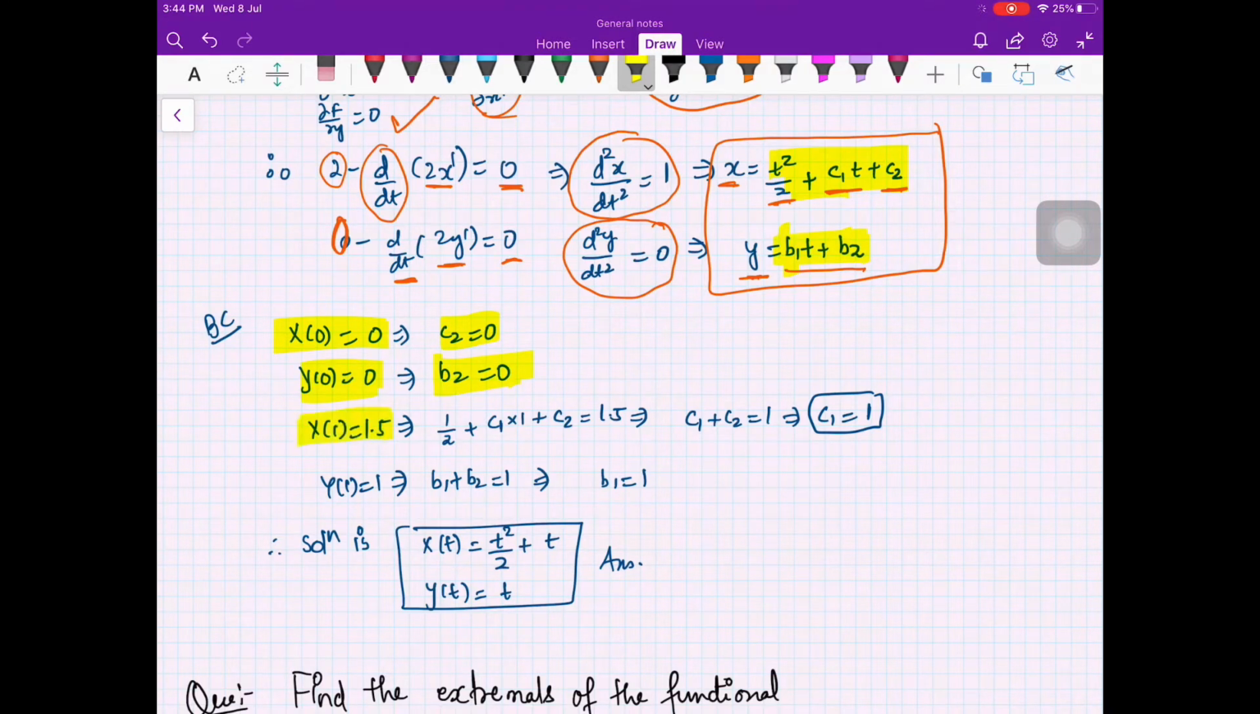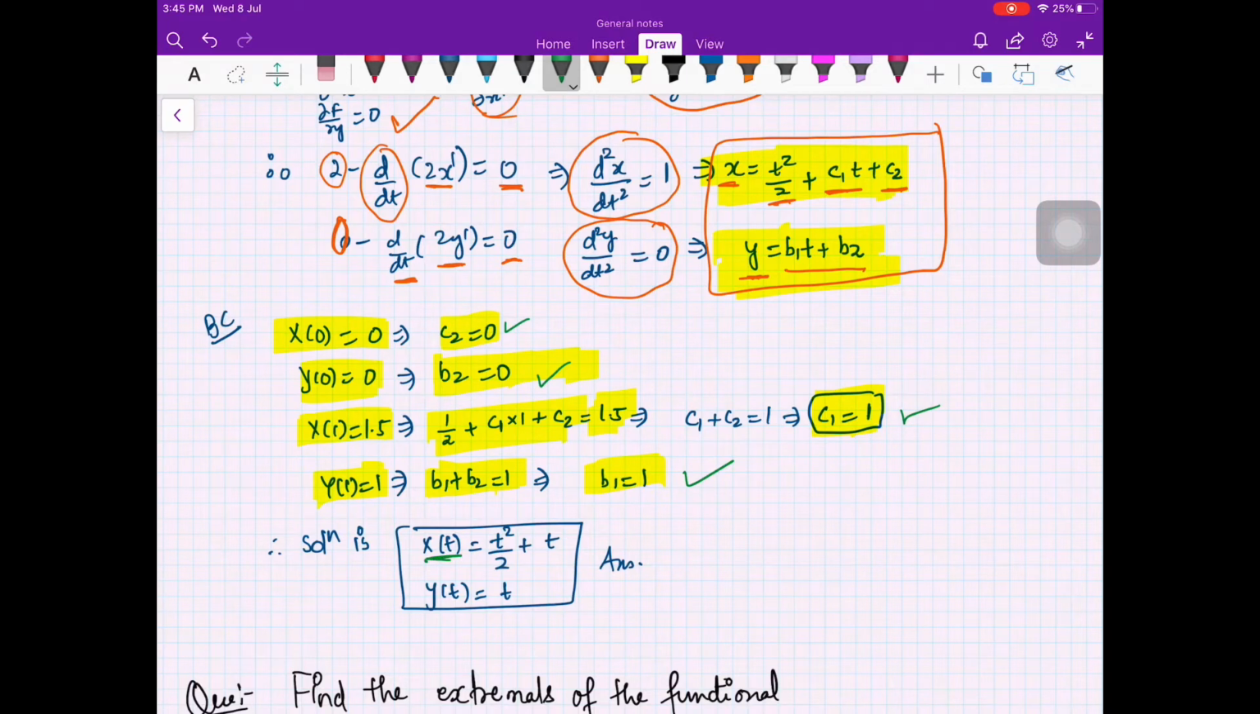Now x of 1 is 1.5, so you put 1 here, and you get this equal to 1.5, which gives you c1 is equal to 1. Similarly, y of 1 is 1, so you put t = 1 here and you get b1 plus b2 equal to 1, and b2 is 0, therefore b1 is 1. So you get the value of all the 4 arbitrary constants.